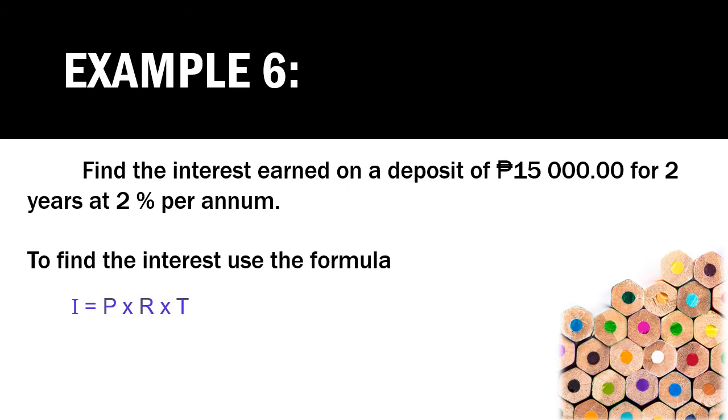So we will substitute P as the principal amount, or the amount you deposit, that's 15,000, times the rate, which is 2% in decimal form, that is 0.02, times the time, 2. So 15,000 times 0.02 times 2 equals 600 pesos. So the interest is 600 pesos.